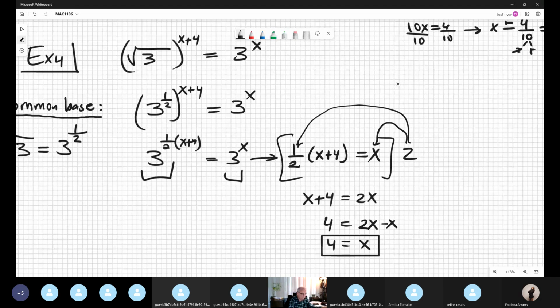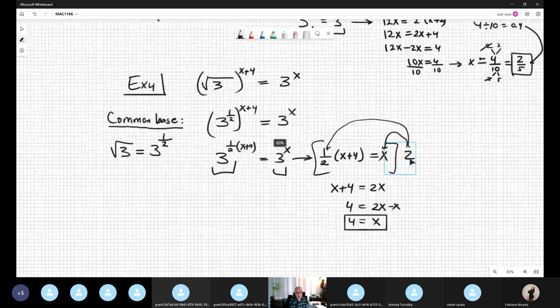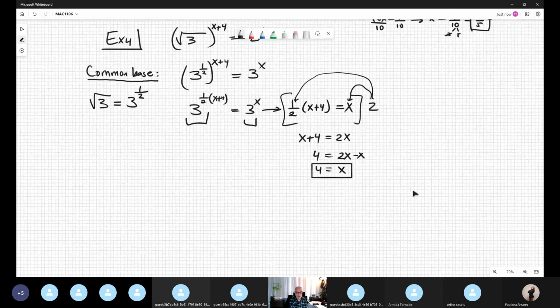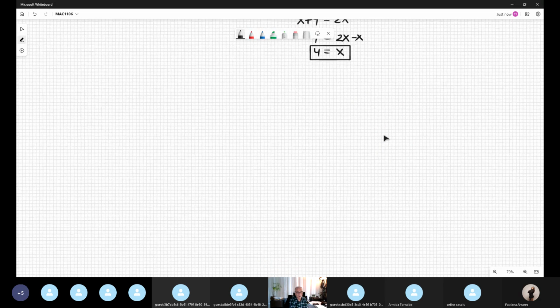I try to explain exponential equations, but I try to explain the easiest examples first. I promise I will complicate this a lot. Not too much, but it's complicated.